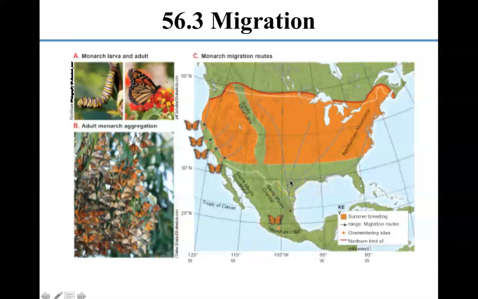So it's multi-generational. Each generation picks up where the last generation left off. That's pretty complicated, and it's pretty impressive that the butterflies can do this. It takes 2 to 5 generations for them to make this migration. Pretty cool. All right, that wraps up part 1.